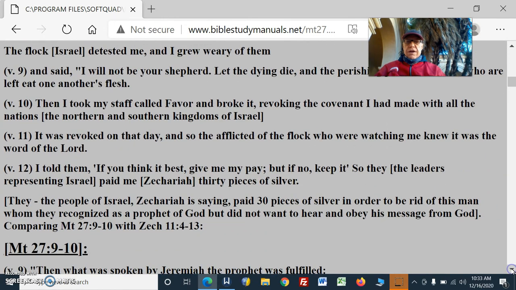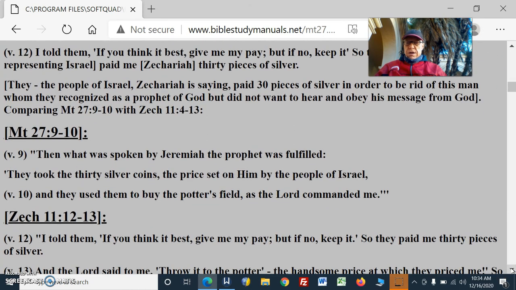Then I took my staff called favor and broke it, revoking the covenant I had made with all the nations, the northern and southern kingdom of Israel. It was revoked on that day, and so the afflicted of the flock who were watching me knew it was the word of the Lord. I told them, if you think it is best, give me my pay, but if not, keep it. So they, the leaders representing Israel, paid me, Zechariah, 30 pieces of silver. Zechariah is saying the people of Israel paid 30 pieces of silver in order to be rid of this man whom they recognized as a prophet of God, but did not want to hear and obey his message from God. So we compare these two passages between Matthew and Zechariah.